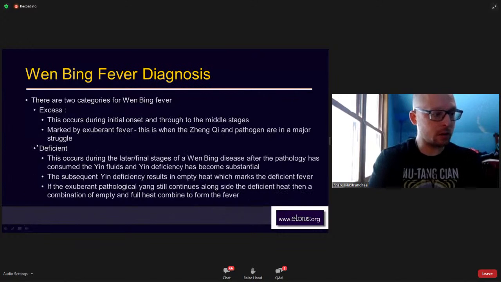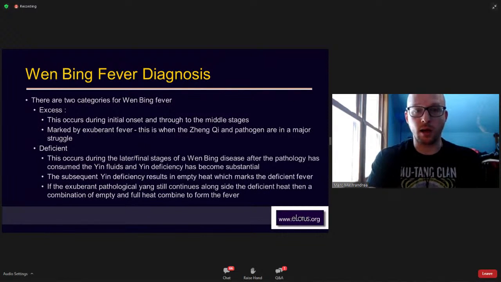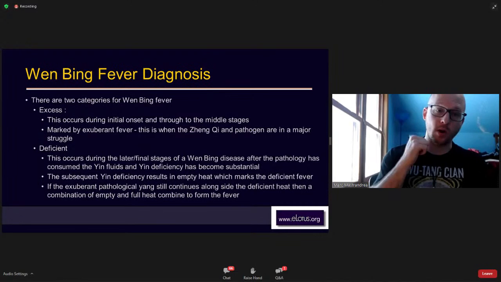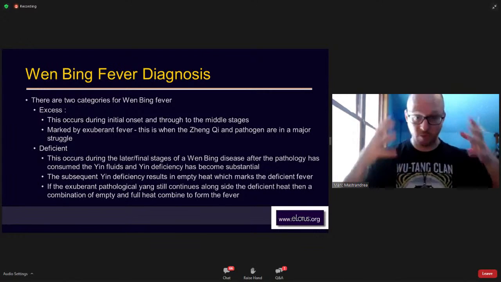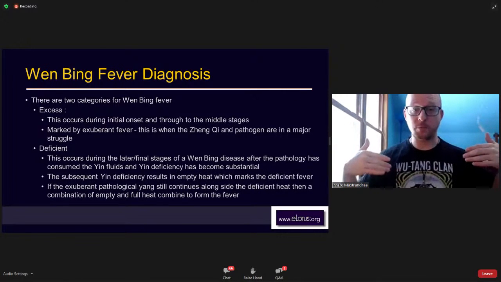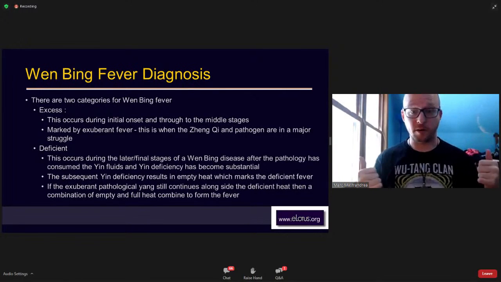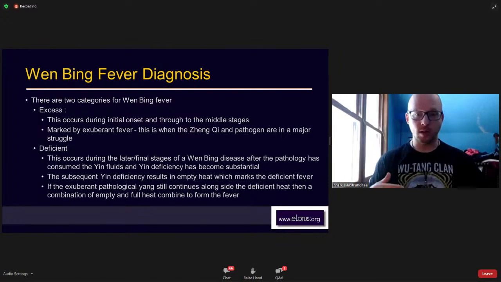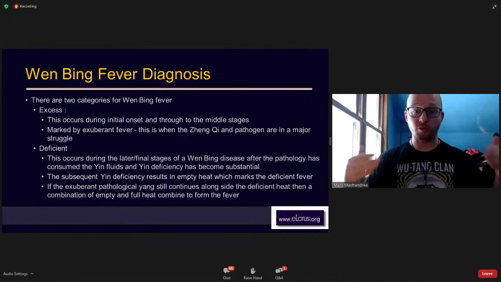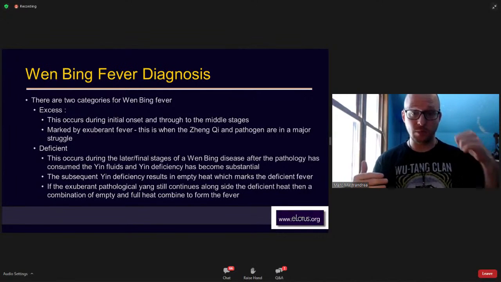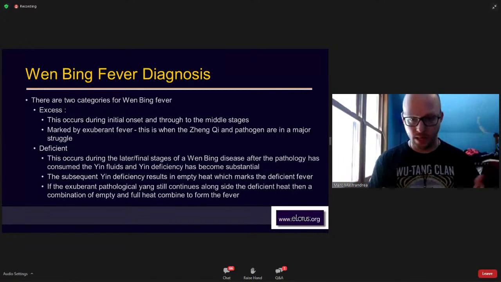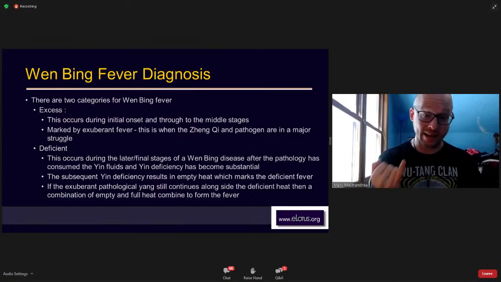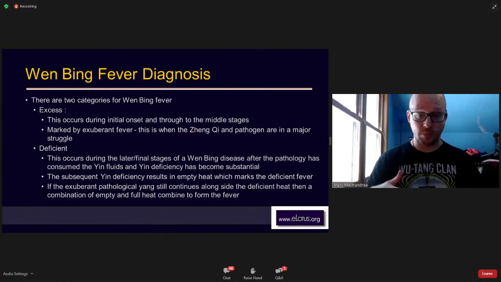All right, so there are two categories for fevers in Wen Bing. One is this excess fever from a full pathogen, a replete pathogen, something that came in from the outside, right? And then you can have a deficient fever from a yin deficiency, right? This is the idea that the pathogen has eaten through the yin of the body as it's moved deeper and deeper. And so now you have yin deficient heat, right? So you can have five-palm heat, you can have fevers that get worse at night, right? So you can have these types of things going on.